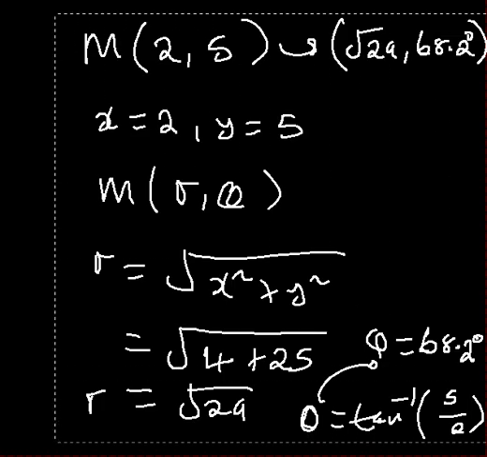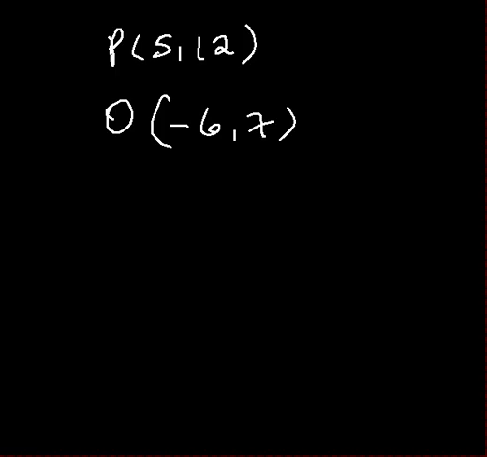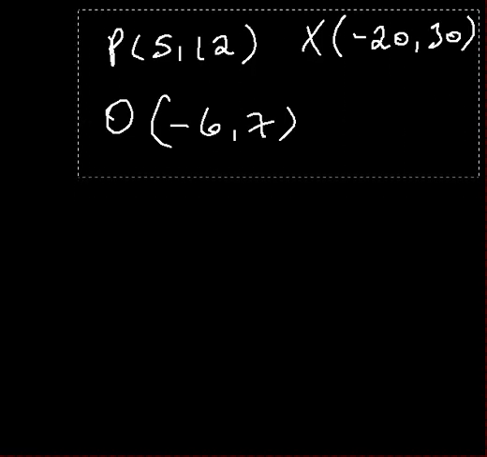And also try to do this in your own time. Let's say we have a point B with the rectangular coordinate system given as (5, 12), and let's say point O is given as (-6, 7), and let's say we have a point X which is given as (-20, 30). We should have these points in terms of the polar coordinate system.